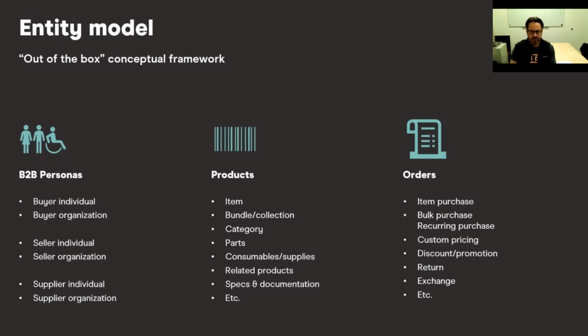At its core, 451 really orients around very classic and typical B2B concepts. You have this idea of your three different personas: buyer, seller, supplier. You have whatever it is that's being sold and the way that the taxonomy is organized around those products, and then you have the concept of orders. Orders, of course, being not just a purchase of an item, but things like returns and recurring purchases and custom pricing that are client-specific and exchanges and you name it. So it's pretty standard in that sense.